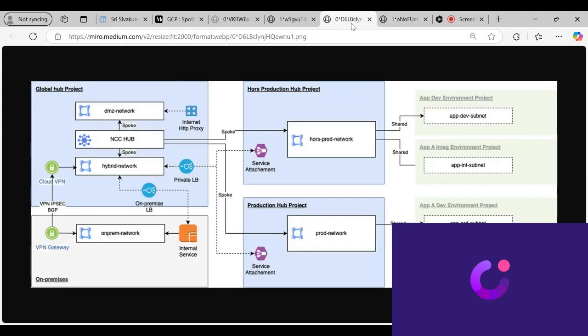Then I'll go to a kind of extension of the hub and spoke model. You can see this is a kind of architecture. You can see the global hub project, the production hub project, and the separate applications with a separate subnet. And for every one of those, you can see inside the VPC there is a subnet. You can see how the flow goes across the VPC here.